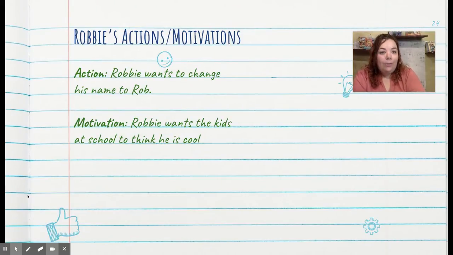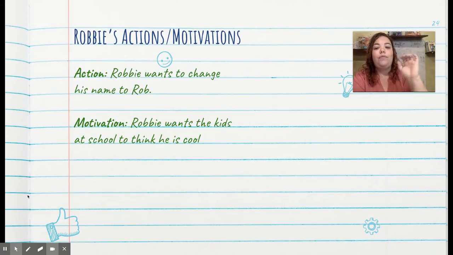So in How to Be Cool in the Third Grade, one action we saw Robbie do is that I think it was like the second chapter, his action is he wants to change his name to Rob. He writes that down in his notebook. But his motivation, what you can't see, why he wants to do it, is he wants the kids at school to think he's cool. So now you're going to do some examples of, I might give you the motivation and you're going to give me the action, or I might give you the action and you're going to write down the motivation.